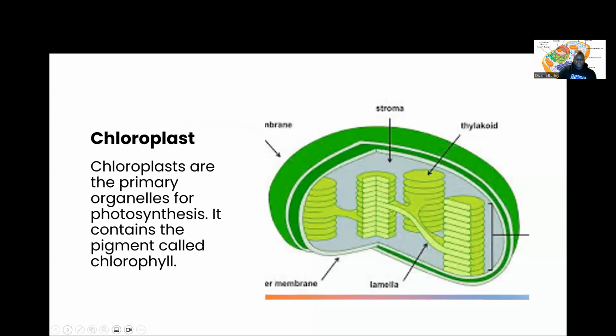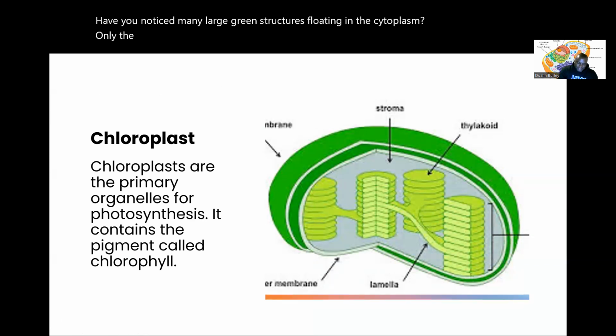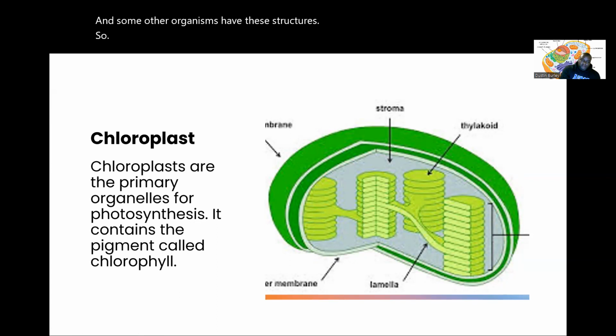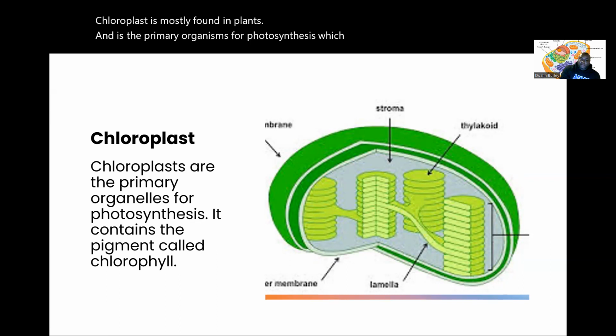The chloroplast. So, have you noticed the many large green structures floating in the cytoplasm? Only the cells of plants and some other organisms have these structures. So chloroplast is mostly found in plants and is the primary organelle for photosynthesis, which we will talk about later.